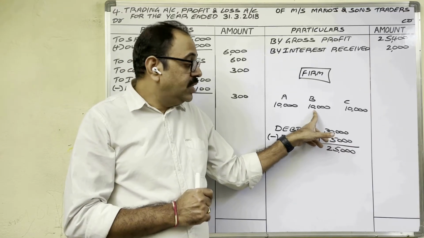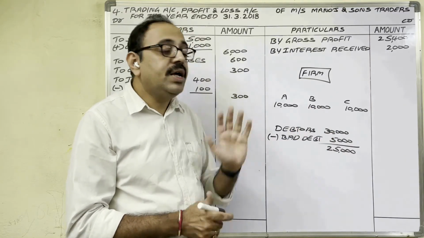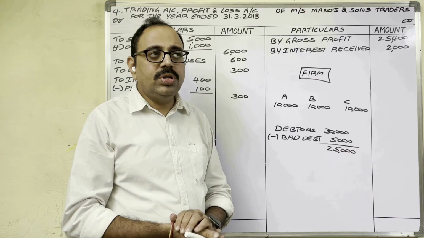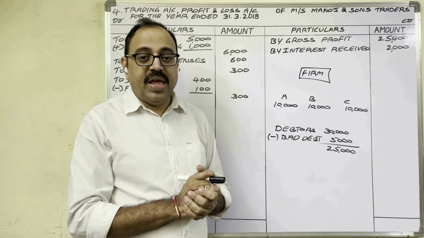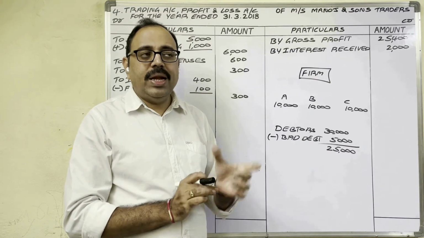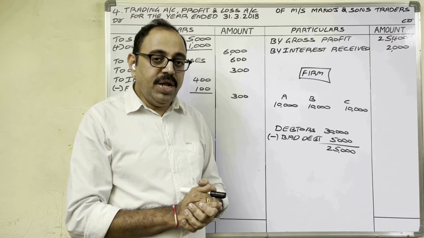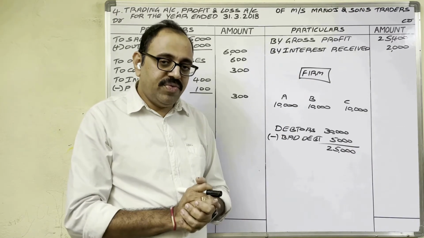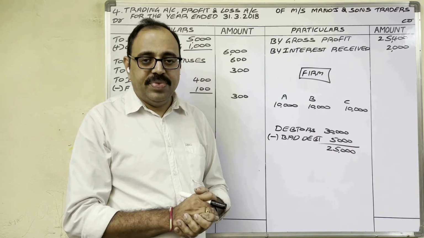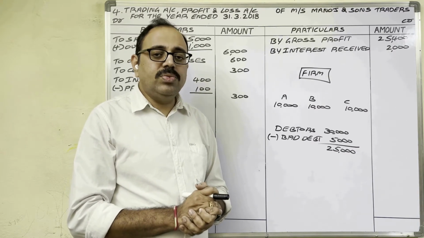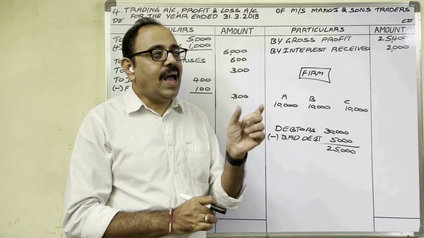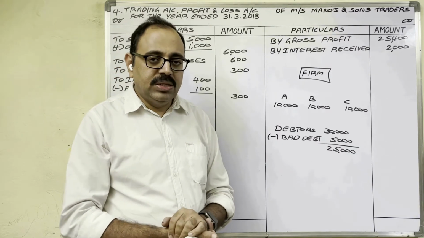Not only that, suppose 10,000 we have not written in current year. So we have a doubt that 10,000 may not come. Expected loss. So that expected loss in profit and loss account you are not showing. Means you are exaggerating current year profit. That is another problem.